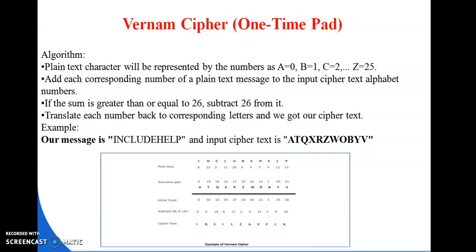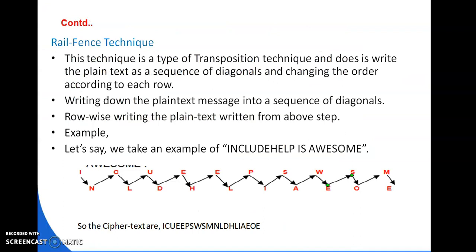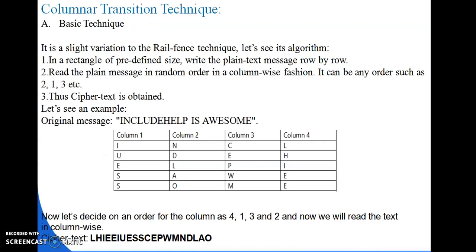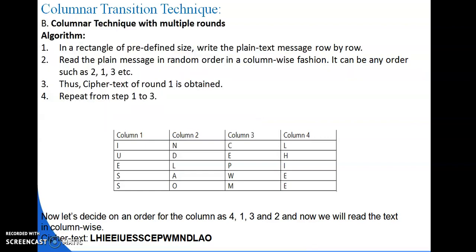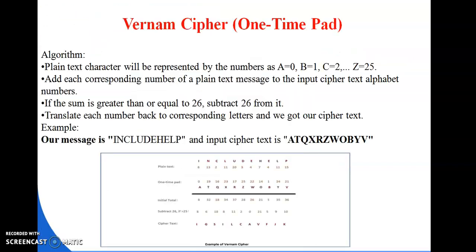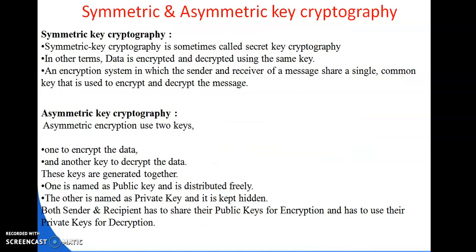So this is the Burnham cipher, also known as the one-time pad. These are all about the transposition technique. First is the Rail Fence transposition technique. Second is the columnar transposition technique. Under the columnar transposition technique, there are two things: the basic technique and multiple rounds. And the last one is the Burnham cipher. Next, we come to symmetric and asymmetric key cryptography.